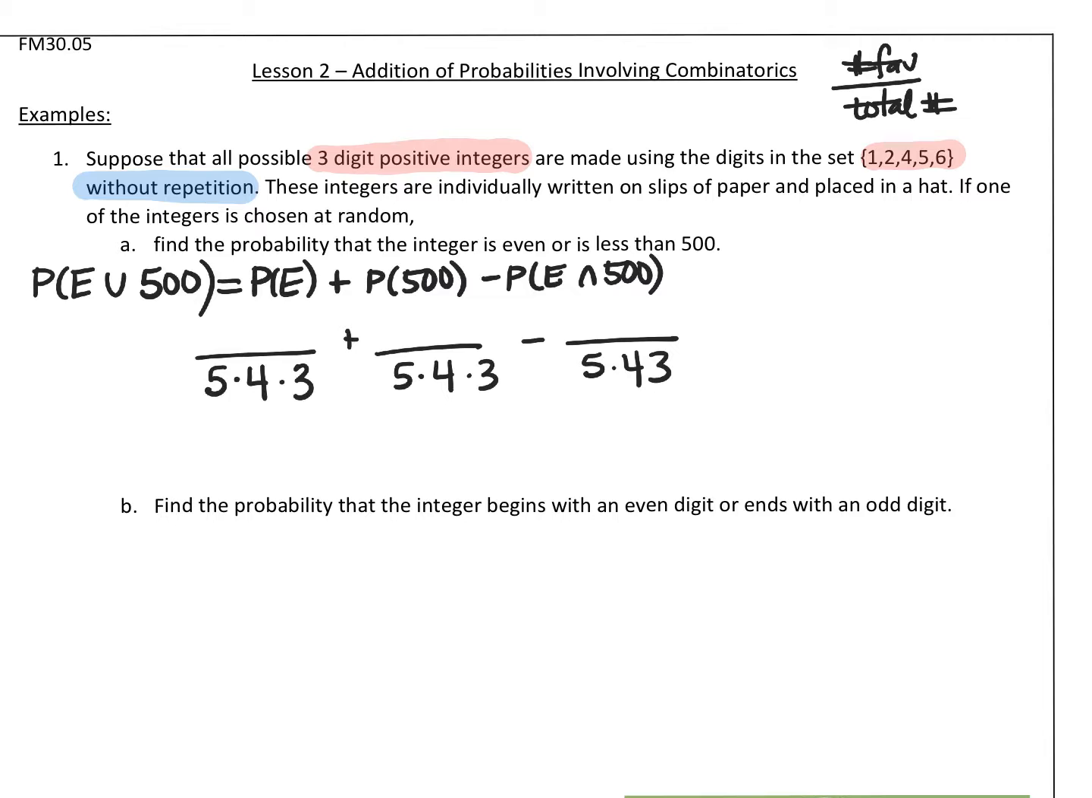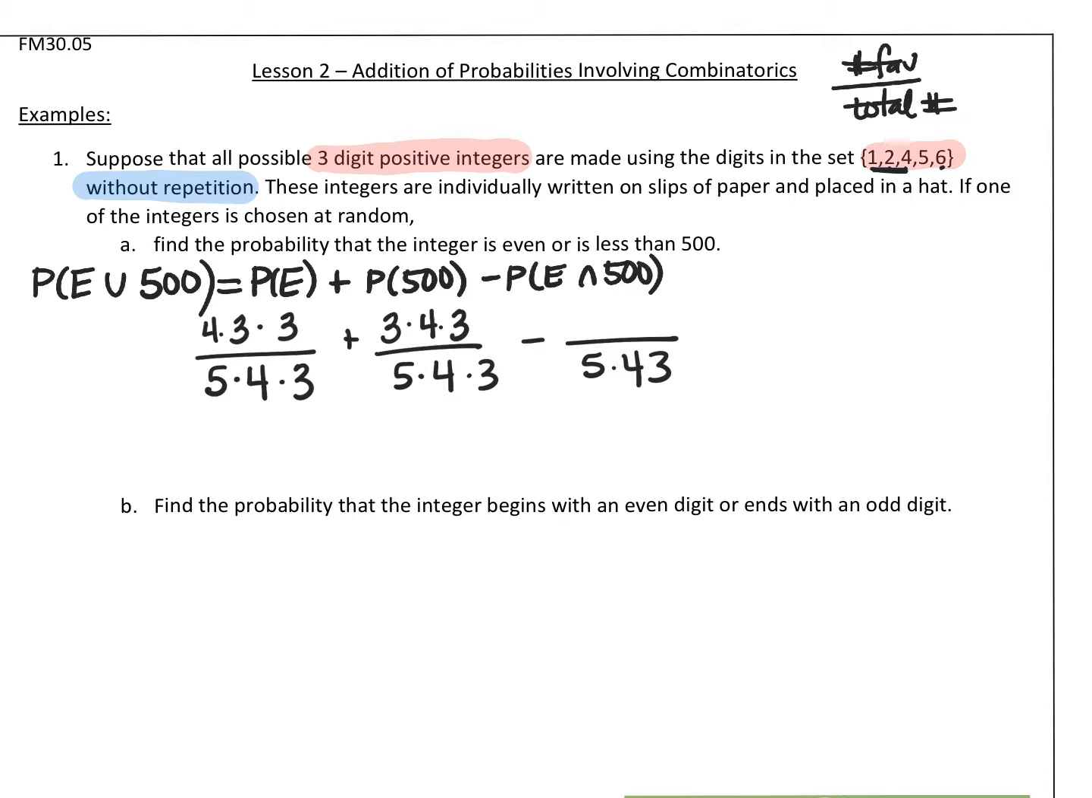Now I need to figure out how many of the integers are going to be even. Well, if it's going to be even, then it has to end in an even digit. So I have to have it end in 2, 4, or 6. So I've got 3 choices for that last spot. Once one of those is gone, I would have 4 more to put there and then 3. Okay, so that's an even number. The probability that it's less than 500, well, what that is telling me is that the first digit has to be a 1, a 2, or a 4, right? So I have 3 options for that first digit. Once I put that one in, either a 1, a 2, or a 4, then I have 4 left and then 3.